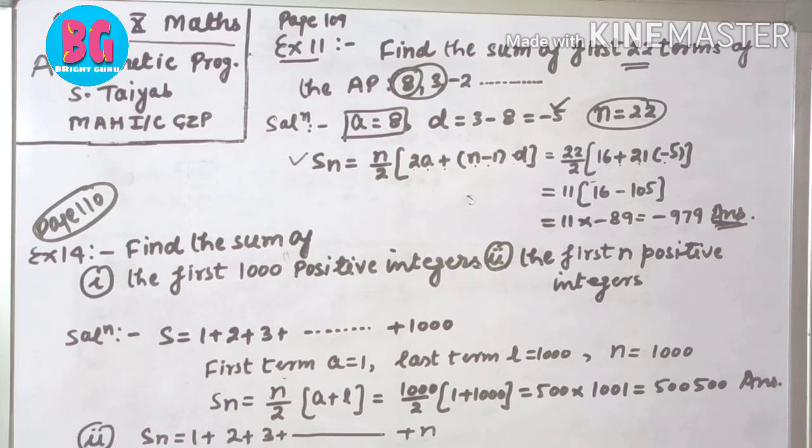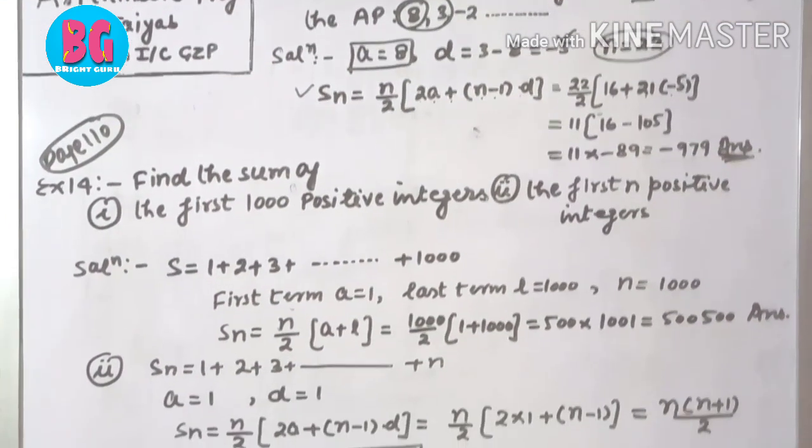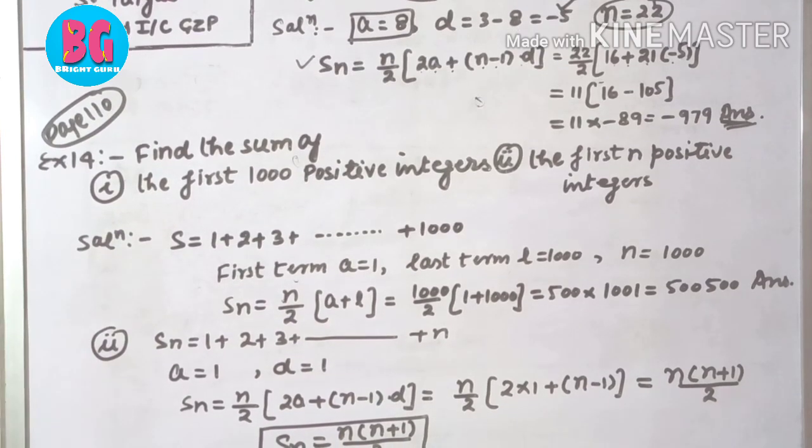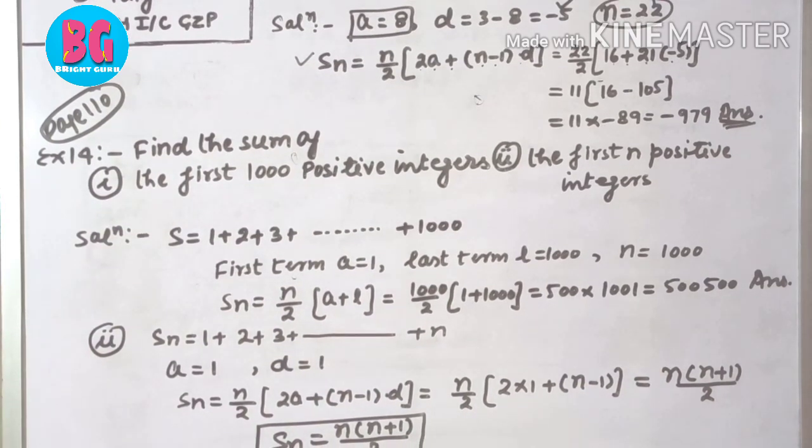Now there is the next example. Example number 14 on page number 110. Find the sum of the first 100 positive integers. 100 positive integers means integers starting from 1, positive integers starting from 1, 2, 3, 4, 5, 6, 7 up to where? Up to 100.